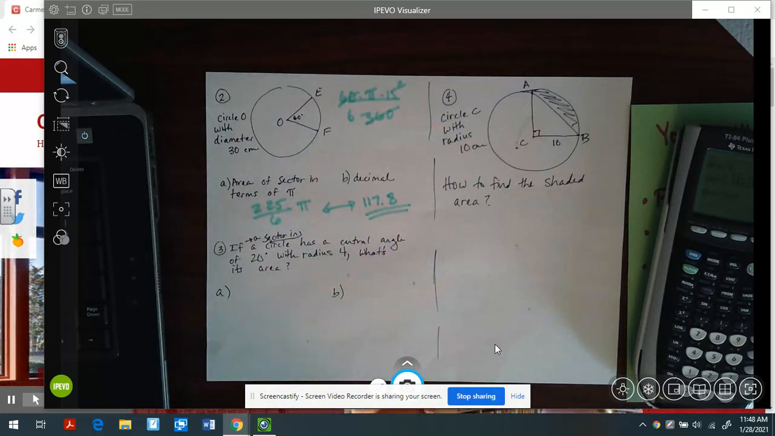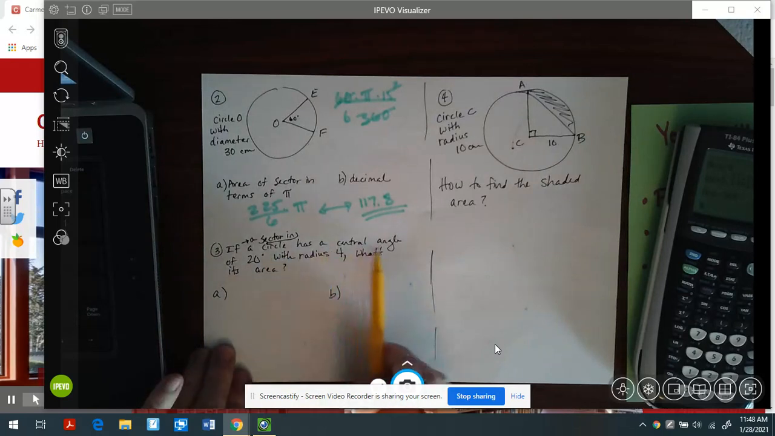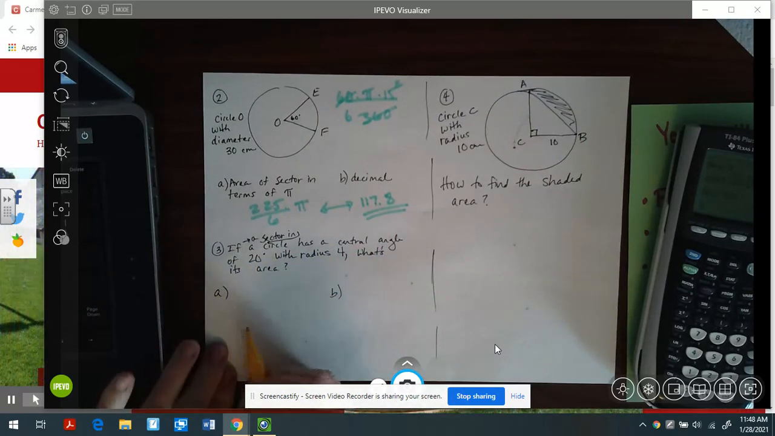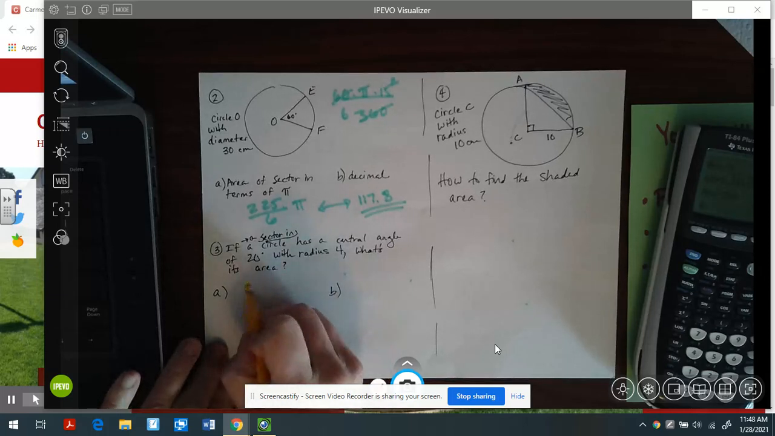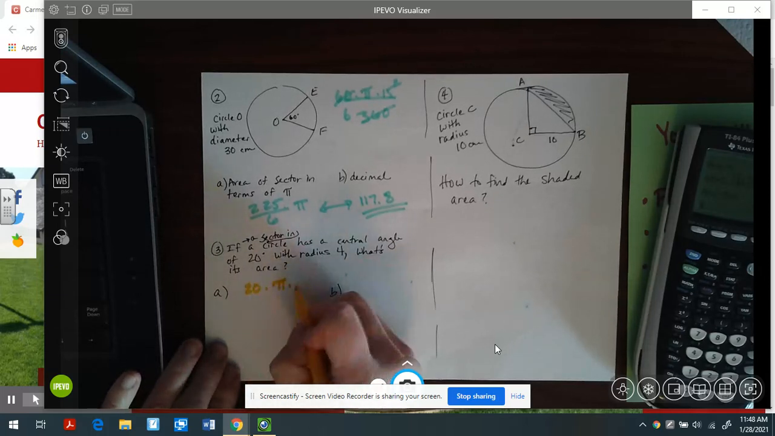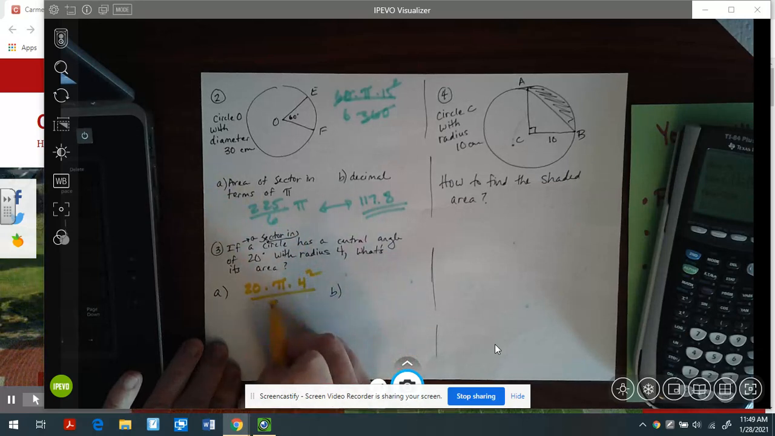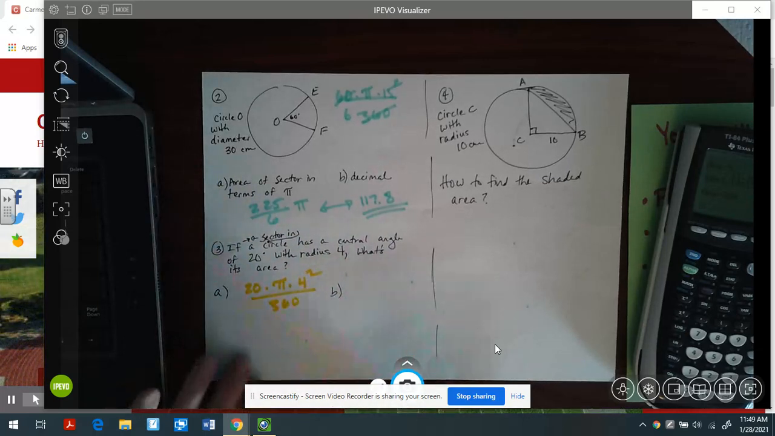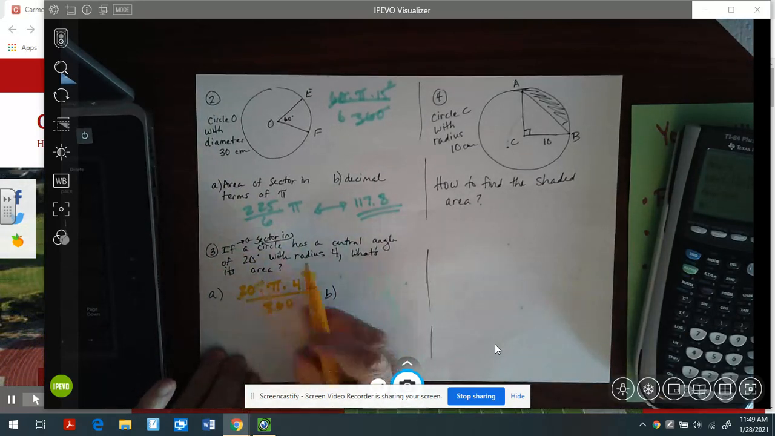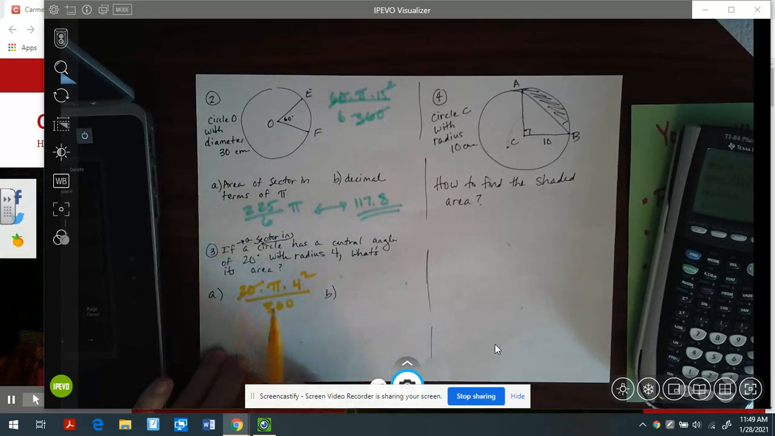Let's do a second problem. If a sector in a circle has a central angle of 20 with radius 4, what's the area of the sector? Okay, we're going straight to the formula. Angle times pi times radius squared all over 360. And the 20 goes into 360. So you can cancel the zeros, and then you're just looking at 2 and 36 if that's helpful. That's going to be 18.